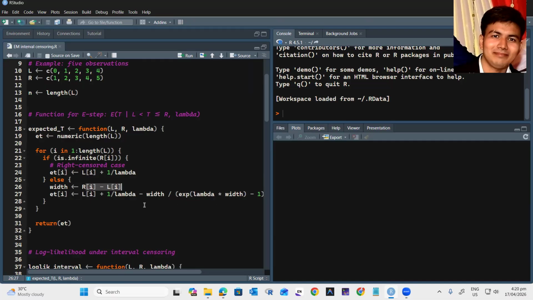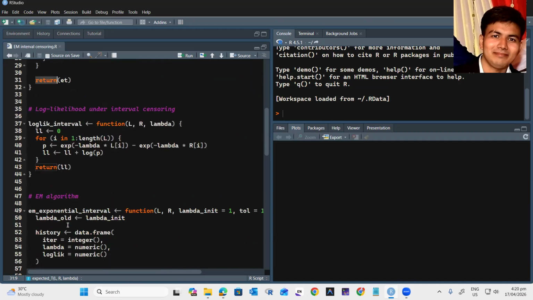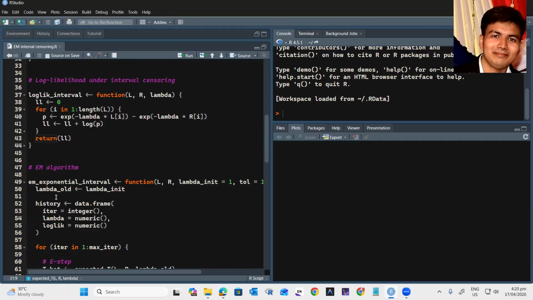All right, so it will return a vector of ET. Here, return ET will return the vector of expected values. All right, so the likelihood under the interval censoring we will discuss here. That is log like interval, which we define as a function of L, R and lambda. Here we are taking LL equals to 0.